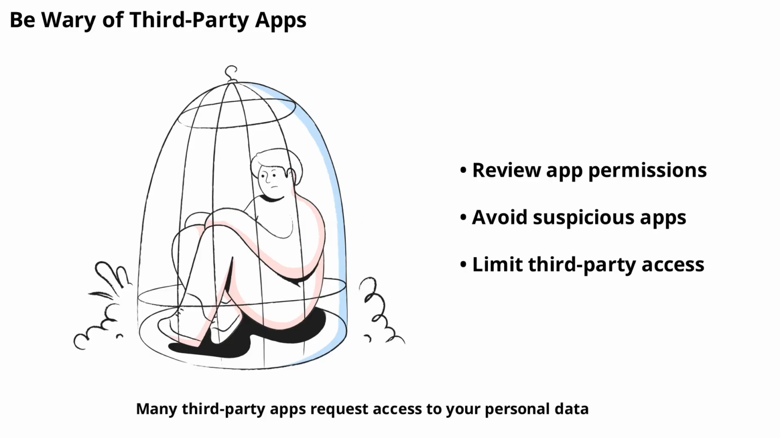Many third-party apps request access to your personal data, sometimes more than necessary. Before granting permissions, review what information the app is asking for and why. If an app seems suspicious or requests excessive access, it's best to avoid using it. Stick to trusted apps from reputable developers and regularly review the permissions you've granted. This helps prevent your data from being collected and used for AI training without your knowledge.